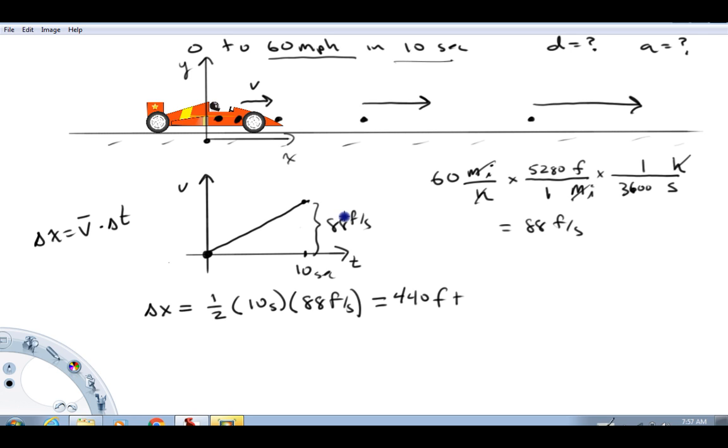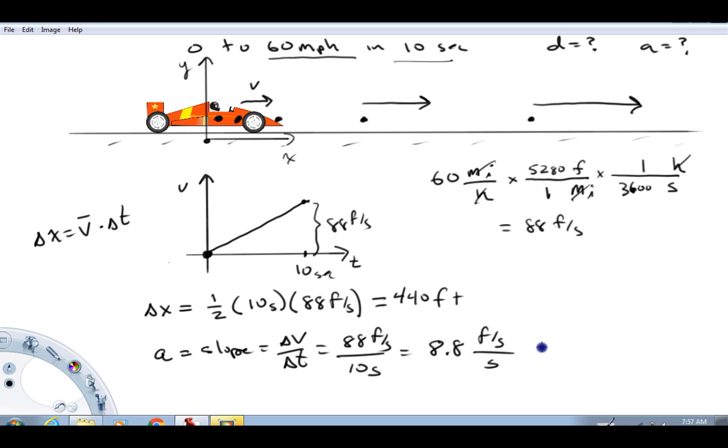All right, next, let's see, acceleration. So remember, acceleration is a rate of change. It's the rate that velocity changes. On the graph here, that's slope, right? It's the slope, delta v over delta t. Right, so on our graph, there's our delta v, 88 feet per second. There's our delta t, 10 seconds. So this is going to be 88 feet per second over 10 seconds, which is 8.8 feet per second per second.